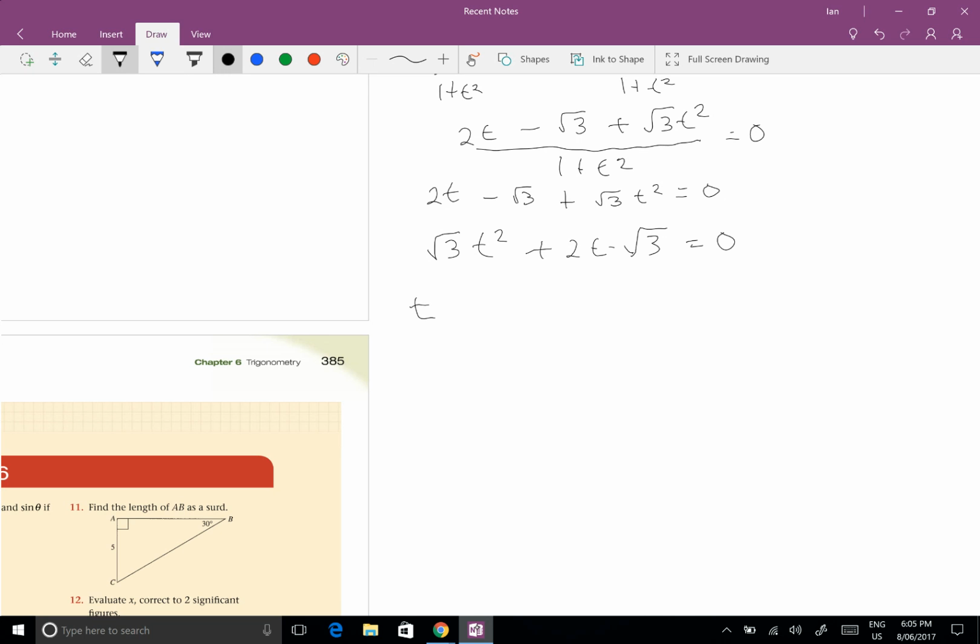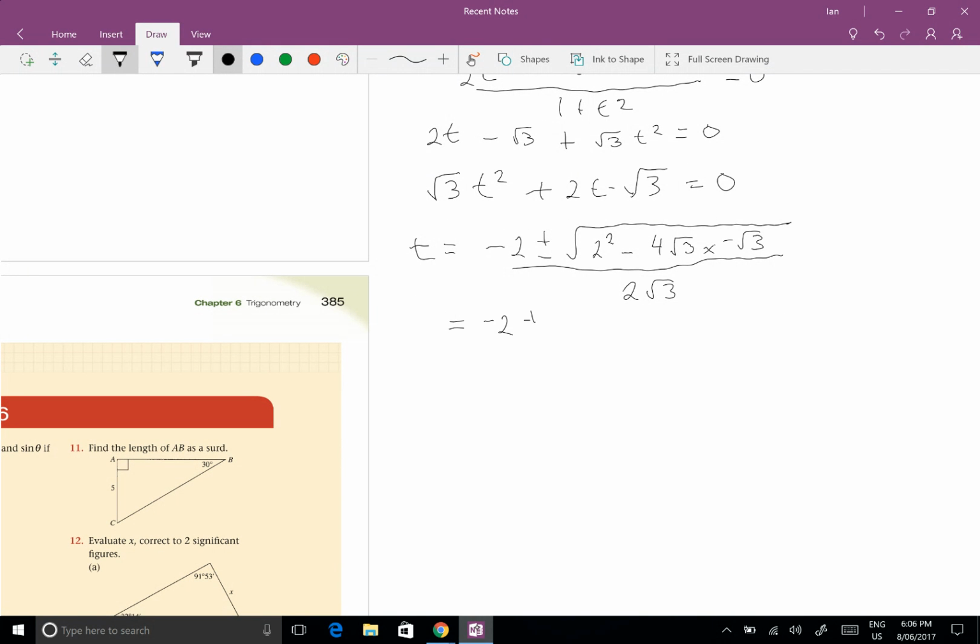So t equals negative b, so negative 2, plus or minus the square root. Oh, I'm going to get surds in surds. Don't worry. Watch this. B squared, 2 squared, minus 4a root 3 times c. Oh, negative root 3. Oh, beauty. The root 3's will go all over 2a. And that's 2 root 3. Okay.